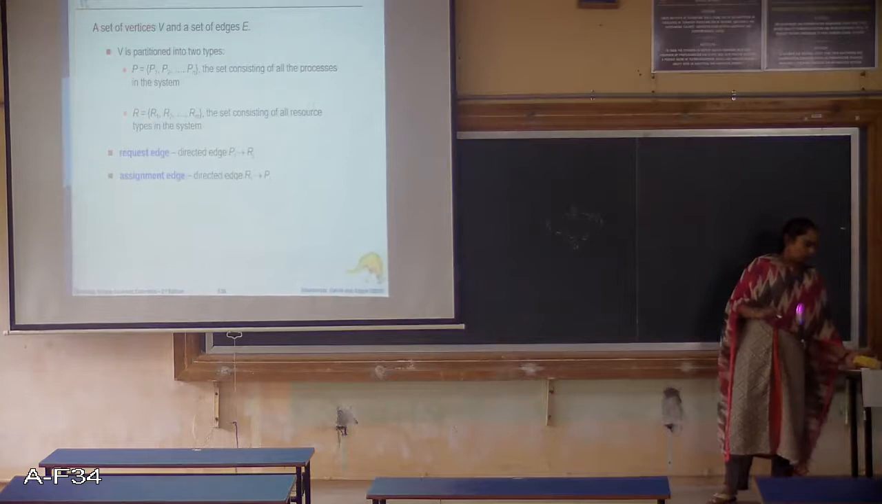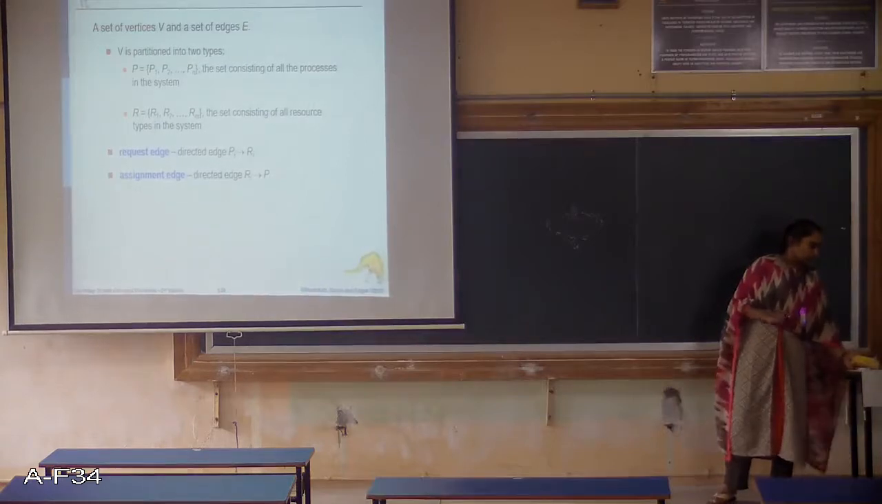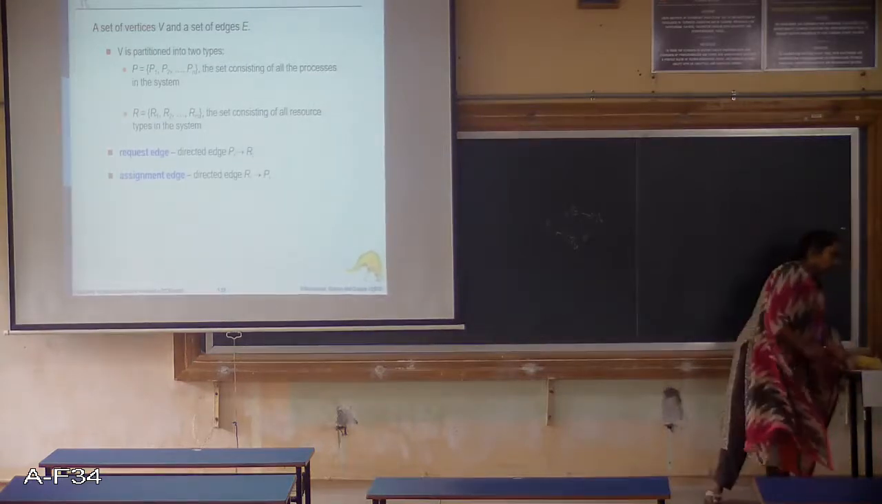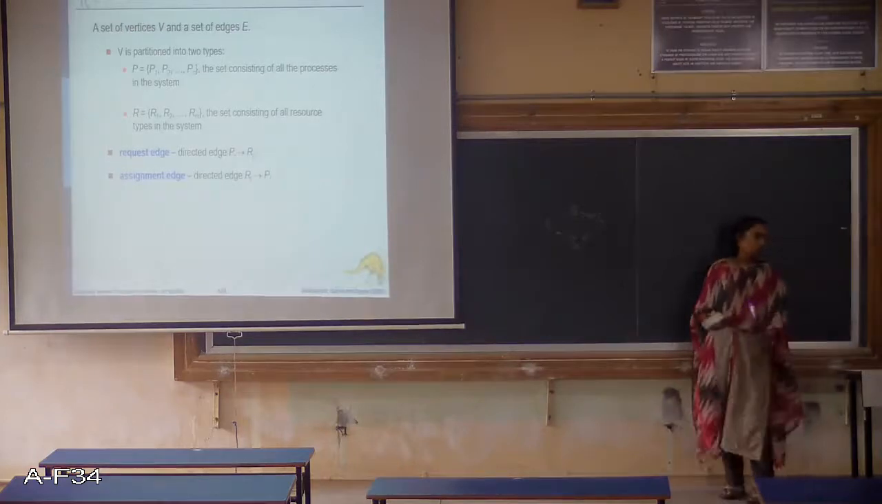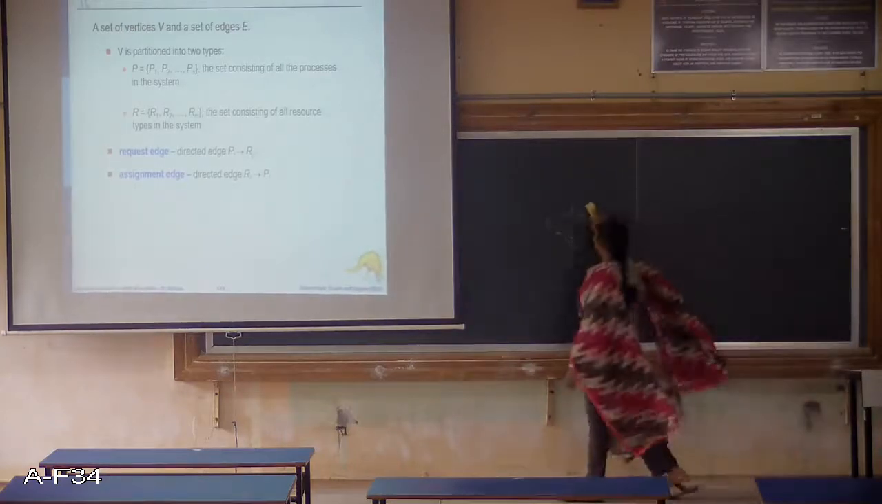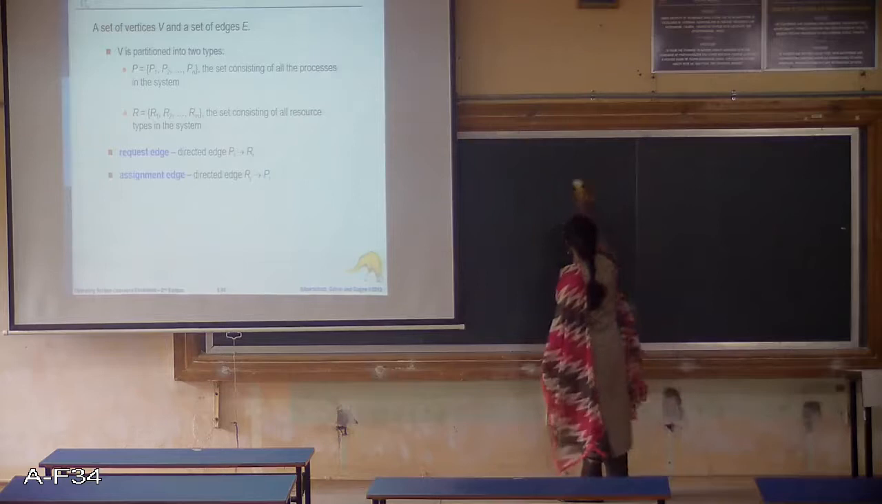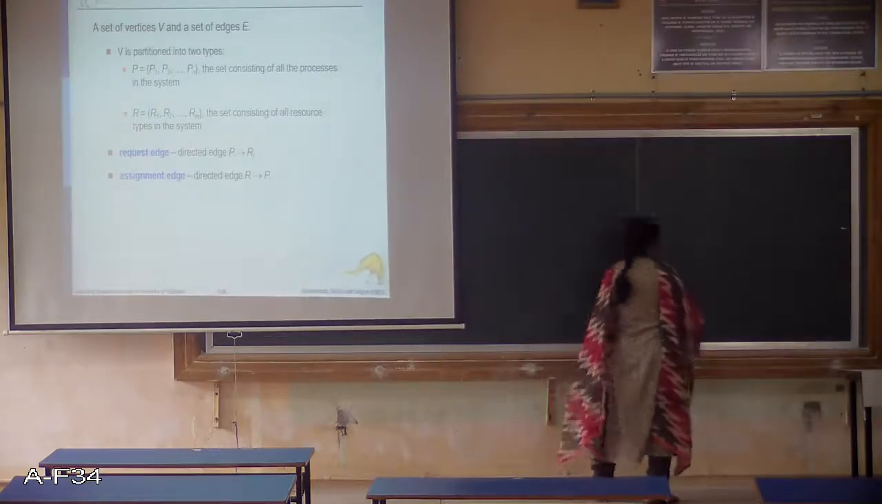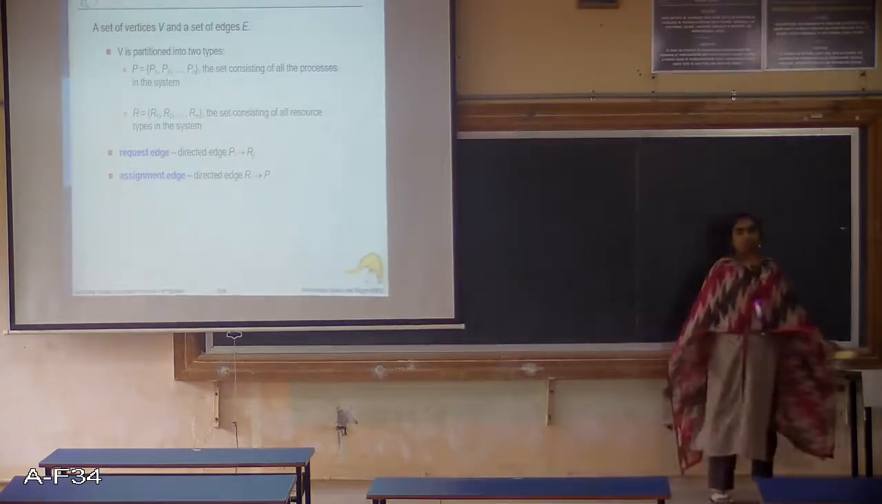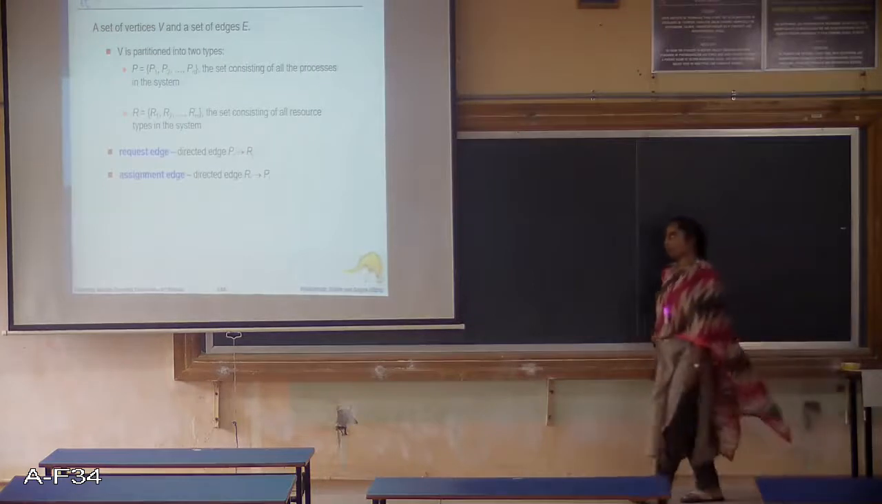Next we saw the resource allocation graph. So what is a resource allocation graph? It's a graph that represents what resources are allocated and what resources the processes are requesting.